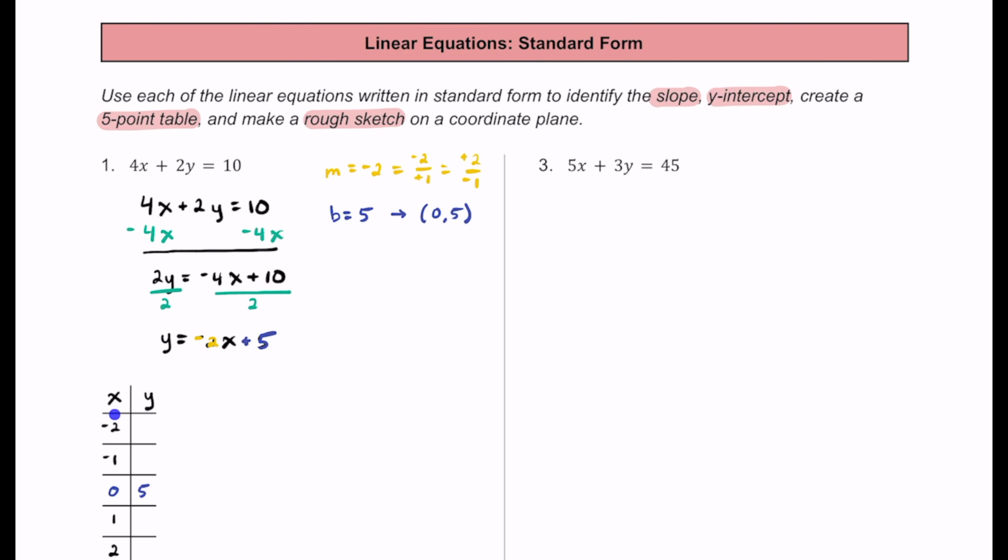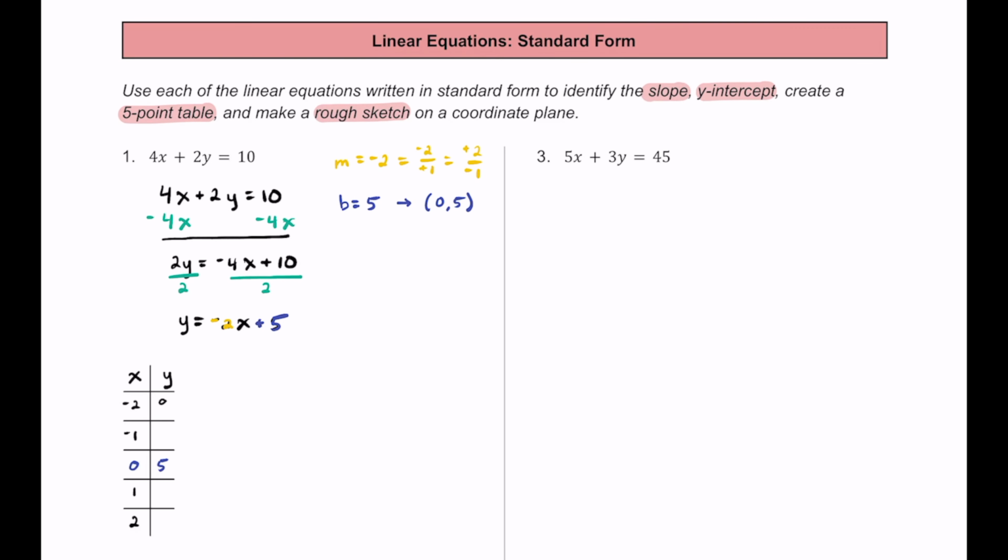So let's plug these x values in to find out each of these y values that correspond with them. So x is negative 2 here. So we're going to say y is equal to negative 2 multiplied by negative 2 plus 5. Negative 2 times negative 2 is positive 4. Positive 4 plus 5 is going to be positive 9. So when x is negative 2, y is positive 9. All right, so we'll put that right here.